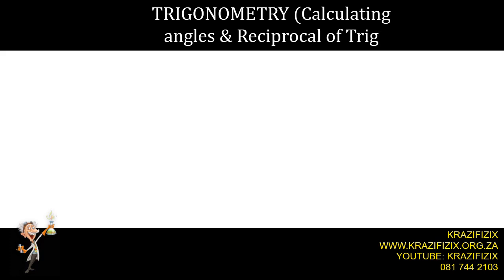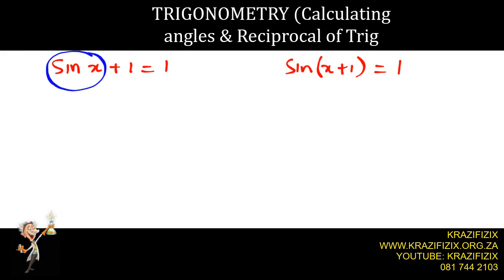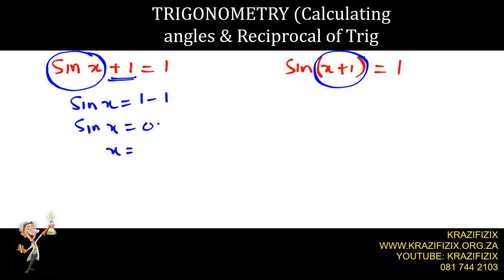Now I want to look at something very tricky here. Look at this set of questions: sine x plus 1 equals 1, and sine of (x plus 1) in bracket equals 1. These questions are totally different from each other. Here, my angle is this, but here, my angle is that. So what do I do from here? First, I isolate my trig ratio by moving that 1. So sine x will be equal to 1 minus 1, which is 0.